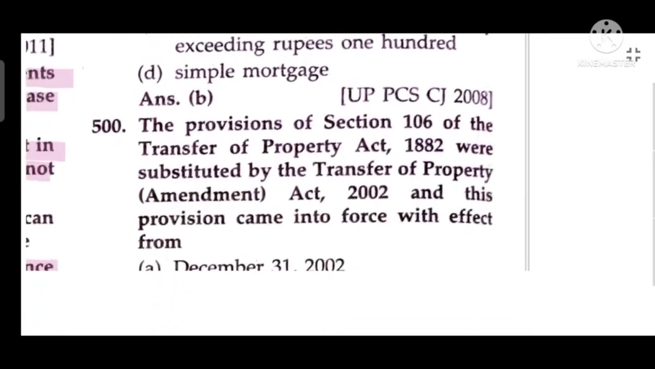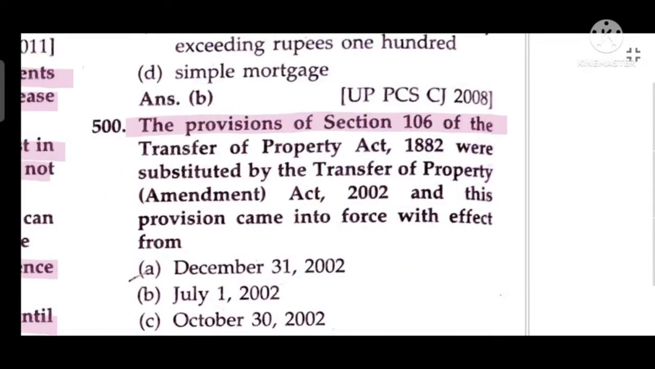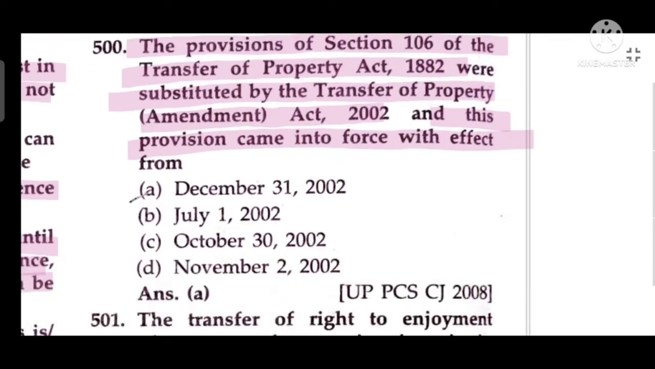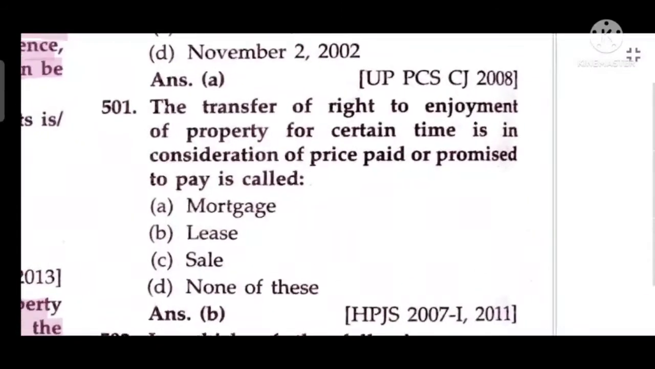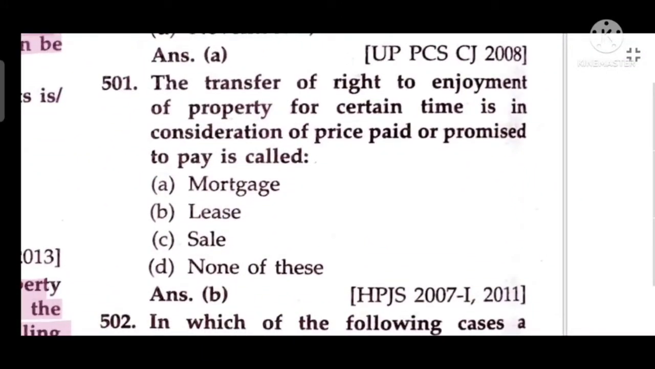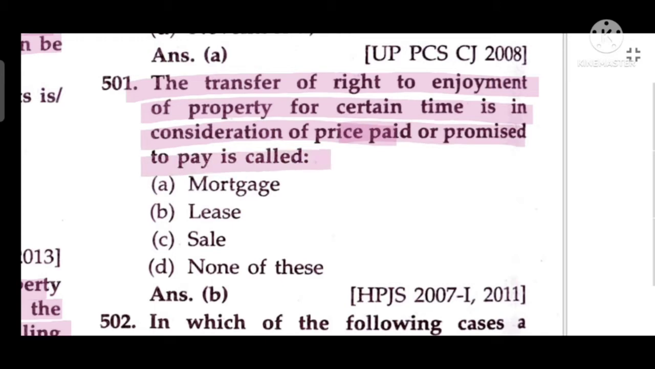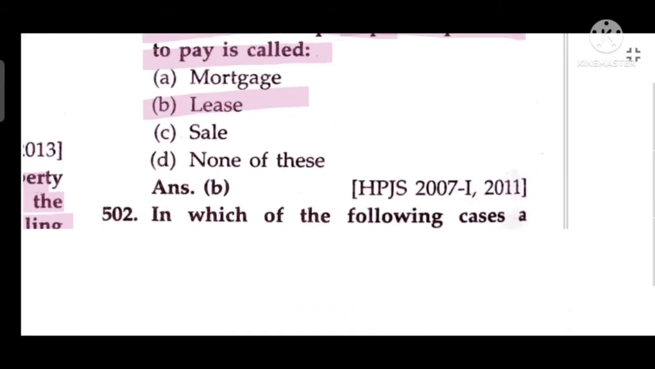Surrender of lease. The provisions of Section 106 of the Transfer of Property Act 1882 were substituted by the Transfer of Property Amendment Act 2002, and this provision came into force with effect from December 31, 2002. The transfer of the right to enjoyment of the property for a certain time, in consideration of a price paid or promised to be paid, is called lease.